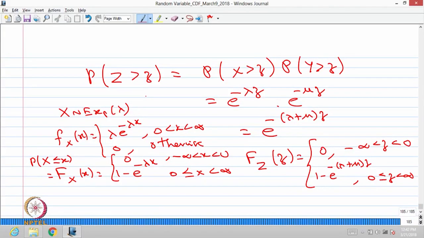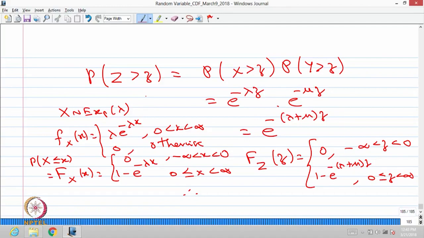On this page itself you can compare: when x is the exponential distribution, the CDF is 0 from minus infinity to 0, then from 0 to infinity it is 1 minus e power minus lambda x, it is in the same form. Therefore, once two different random variables have the same CDF, then we can conclude both the random variables are of the same distribution. Therefore, I can conclude z is also of the exponential distribution. The parameter here is lambda, and here it is lambda plus mu. Therefore, z is going to be an exponential distribution with the parameter lambda plus mu.